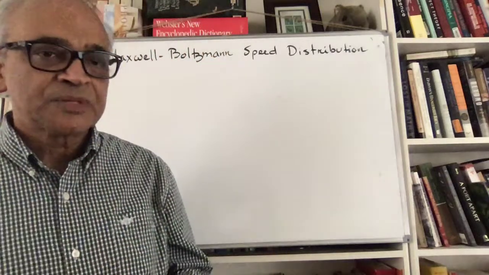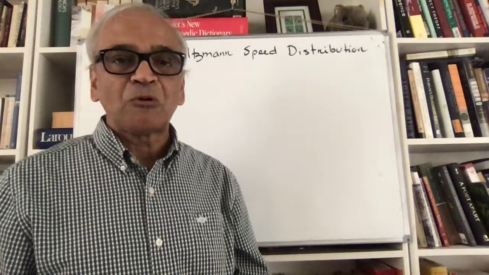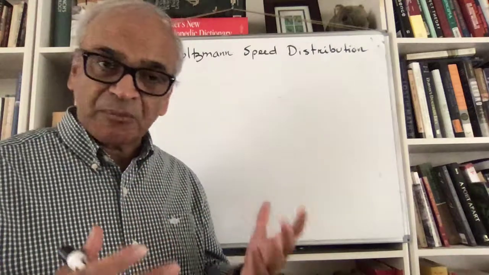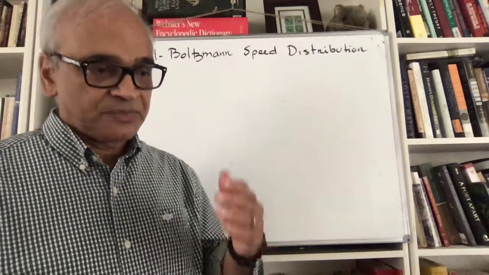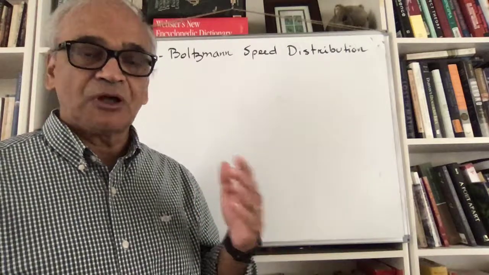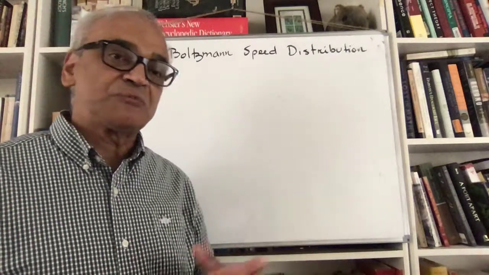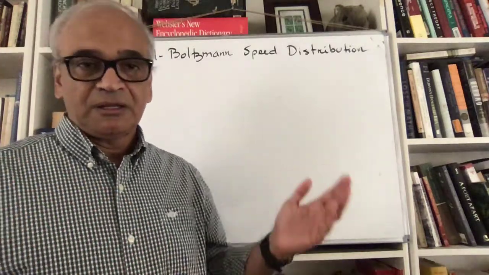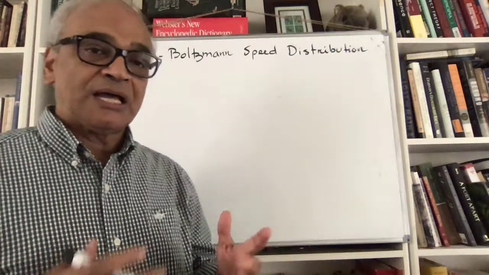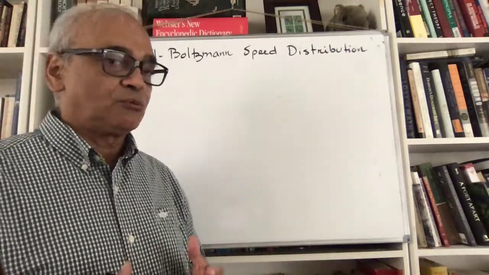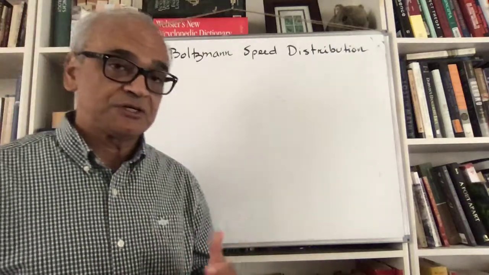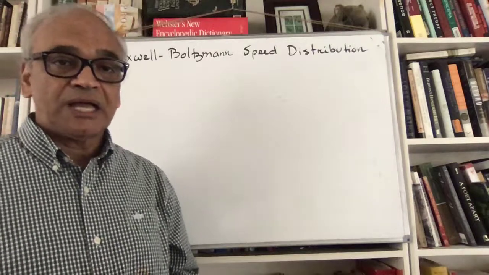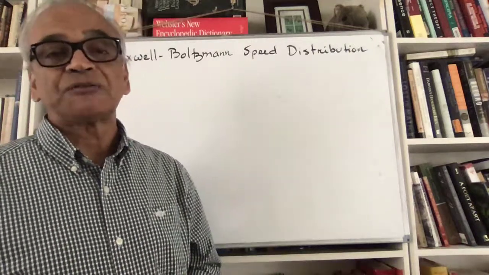Okay, welcome to this lecture on Maxwell-Boltzmann speed distribution. The distribution itself is a probability function that shows how the velocities of molecules are distributed for a certain temperature. For example, you have these air molecules in your room, and they're running around with very high velocities, right? 200 meters per second, 300 meters per second, 500, or even a kilometer per second. And that velocity actually depends on temperature.